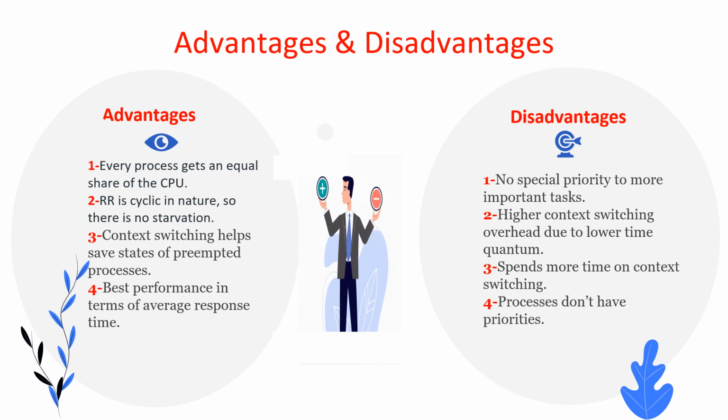Disadvantages are that no special priority is given to any process that comes into the queue. There is higher context switching overhead due to a lower time quantum. It spends more time on context switching as the processes are continuously moving from the ready queue to the CPU and from the CPU to the ready queue. Processes don't have priorities as each process is assigned a specific time quantum, and that time quantum is common for all the processes in the queue.